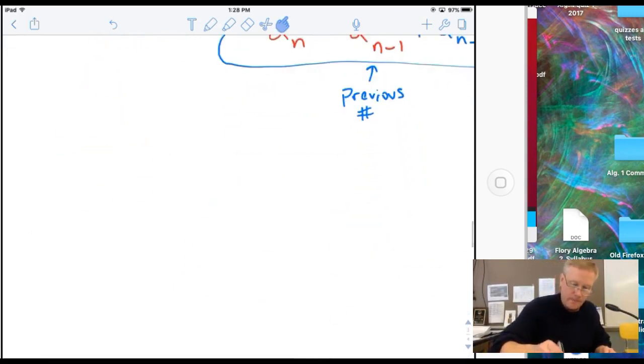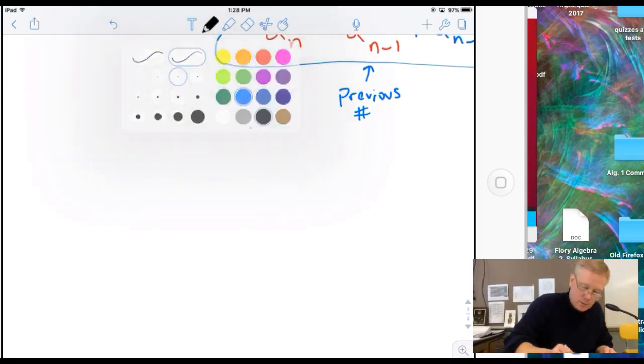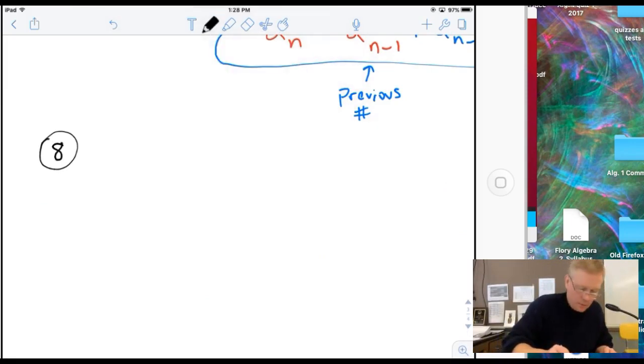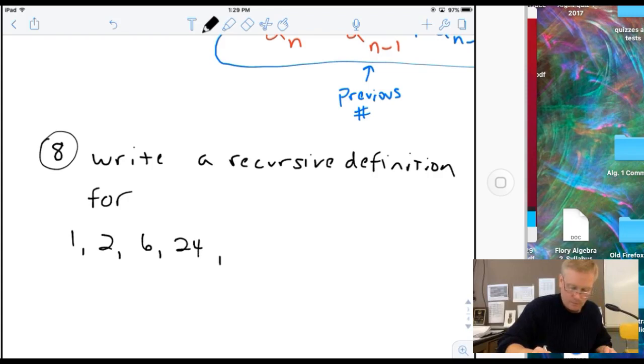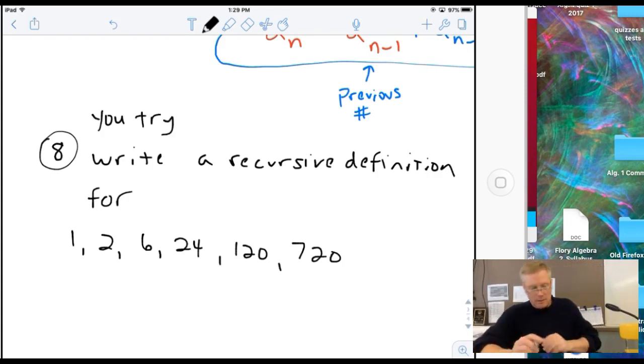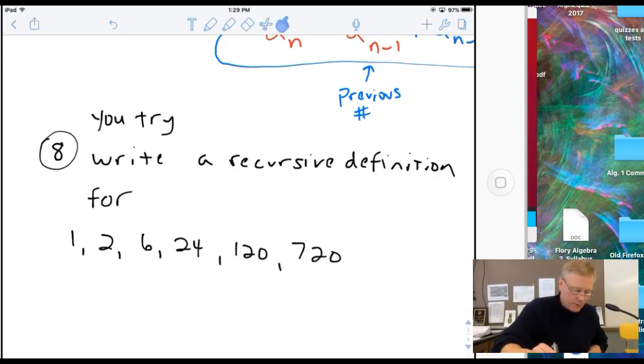Next one, number 8. Write a recursive definition. Let's do this as a You Try. Okay, so you try. Hit pause, come back.